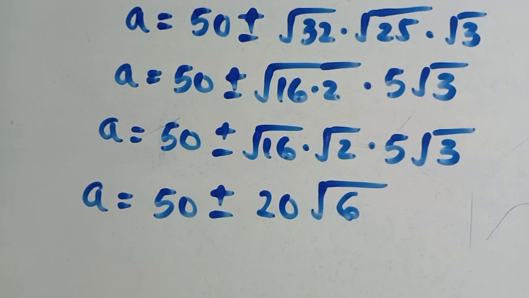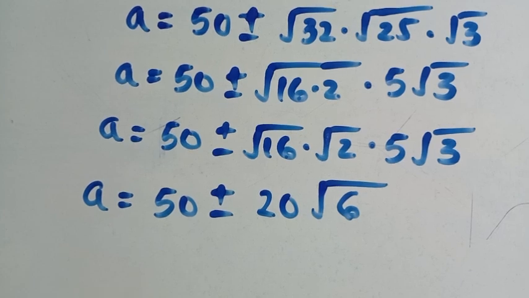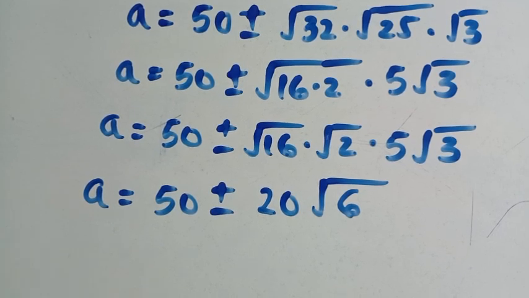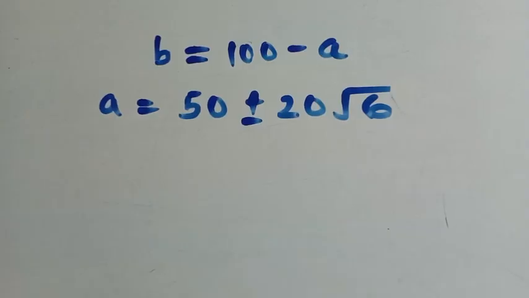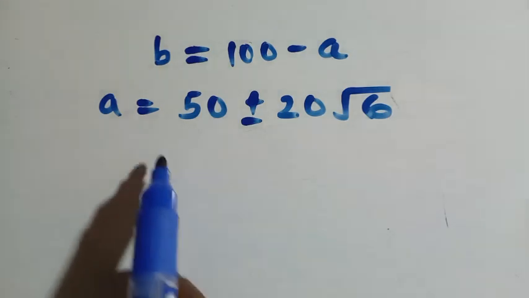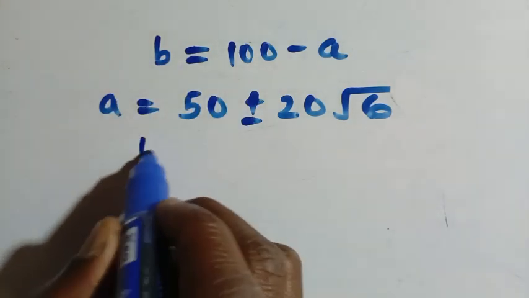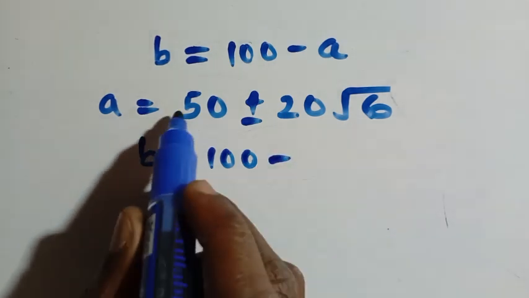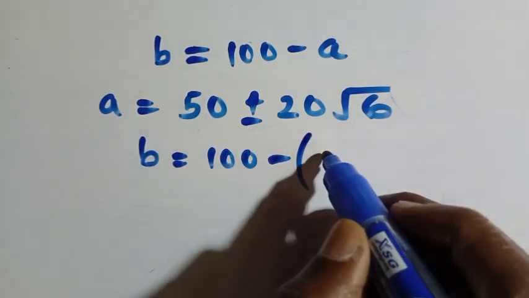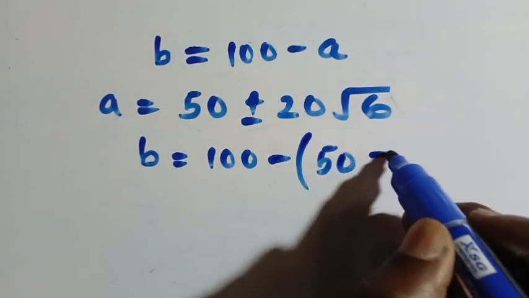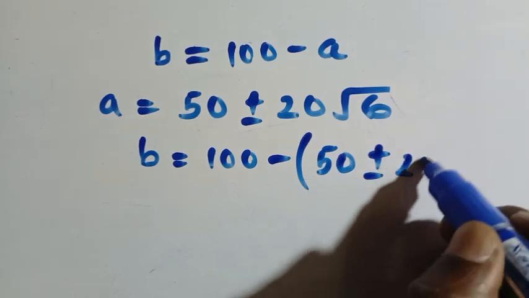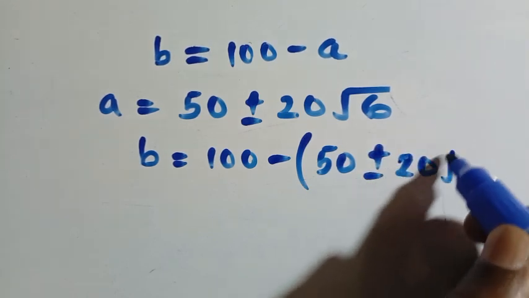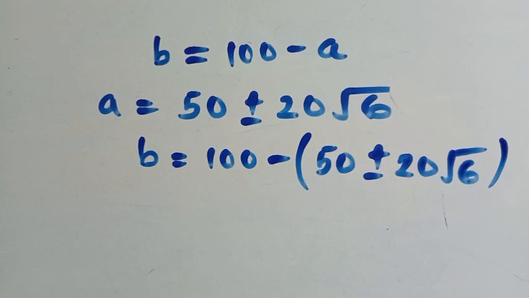So here is the result for the value of a, and let's see how we can get the result for the value of b. To get the value of b, we have to substitute these values here. Then we have b equals 100 minus, so we put this one, and here we have 50 plus or minus 20 square root of 6.